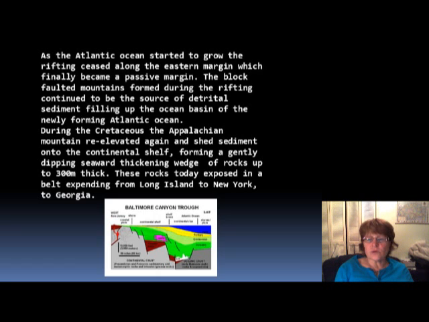So this here is a cross section of this whole area around Baltimore, and you can look at it and see that on the bottom you have these rift basins, some graben, some half graben, and the sediment filled up the rift basins, and then when they ceased to exist, the sediment actually went all the way to the Atlantic Ocean.